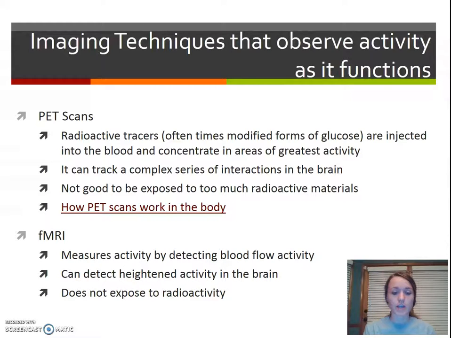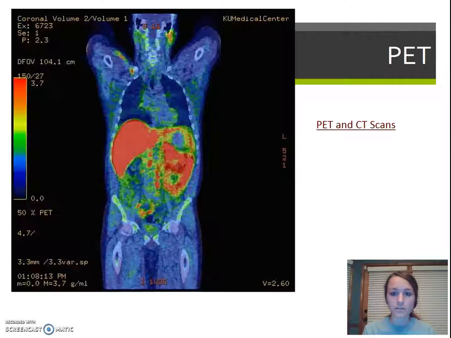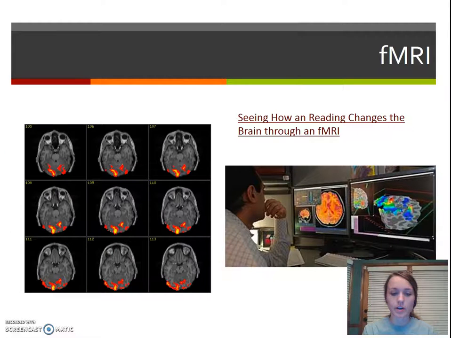An fMRI will also detect activity, but will detect it through blood flow and can detect where there's heightened blood flow in areas of the brain. And so again, it's doing a similar thing, observing activity, where you can see the brain as it is functioning, and you can see the activity happening. EEG will show you brain waves. CT and MRI will give you a still shot, and then the PET and the fMRI, the functional MRI, will show how the brain functions. So here is a picture of a PET scan. fMRI is here.